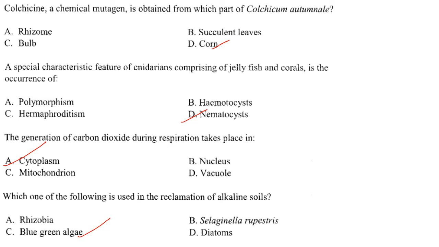A special characteristic feature of cnidarians comprising of jellyfish and corals is the occurrence of nematocysts. Answer is option D. Then next one. The generation of carbon dioxide during respiration takes place in the cytoplasm. Answer is option A. Which one of the following is used in the reclamation of alkaline soil? Cyanobacteria could be used to reclaim alkaline soil because they grow successfully on saline or alkaline soils where most other plants fail to grow. So the answer here is option C, that is blue-green algae.